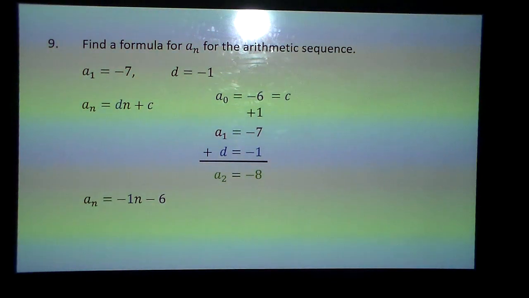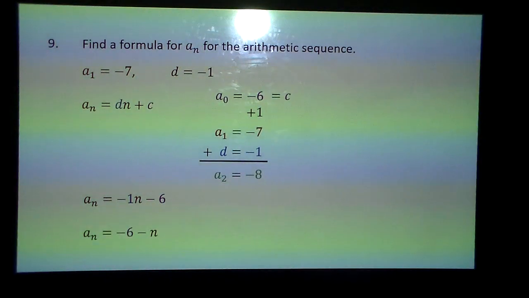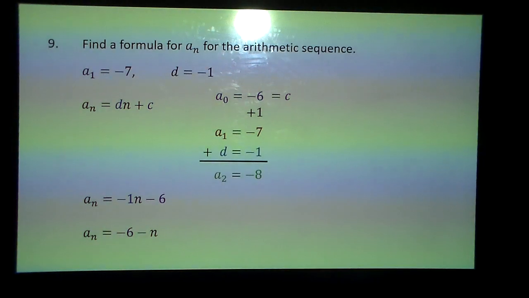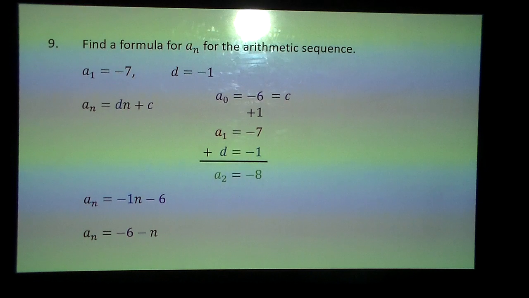So if my difference is -1 and the zero term is -6, there's my formula, which I might write like that. I think the book writes it like that on the actual test question in our particular deal, because you don't really need the 1, but you know that it's negative.